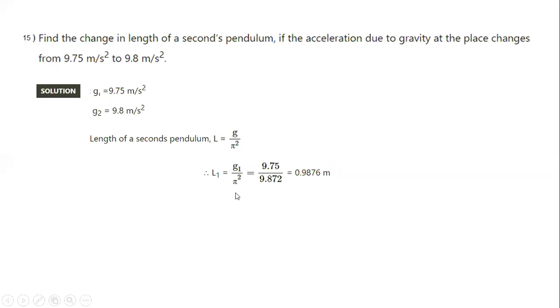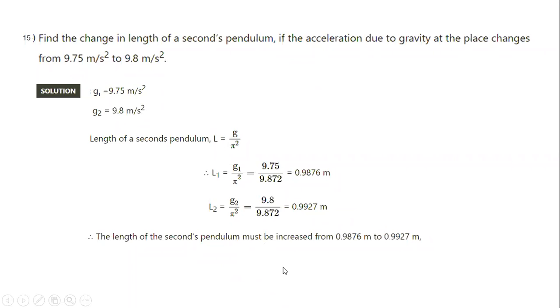Now let me find out L1 by using the formula g1 by pi square. So we get 0.9876 meter as L1. In a similar manner we find out L2, g2 upon pi square, 0.9927 is L2. Now change in length is the difference in the length, L2 minus L1. As we take L2 minus L1, we get 0.0051 meter as the change in length.